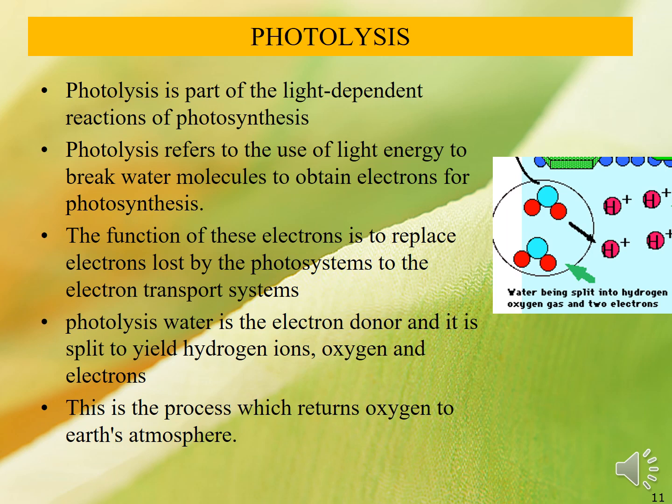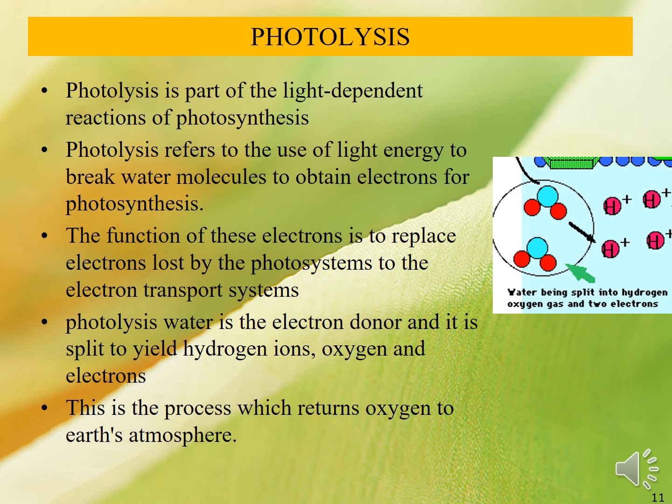Okay, so now we look at photolysis, because photolysis is involved in the light reaction. We can say that photolysis is part of the light-dependent reaction, which is for the non-cyclic reaction, not for the cyclic. Photolysis refers to the use of light energy to break water molecules and to obtain the electron for photosynthesis. Why do we call it lysis?